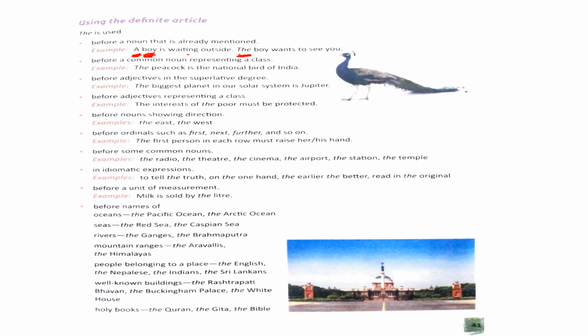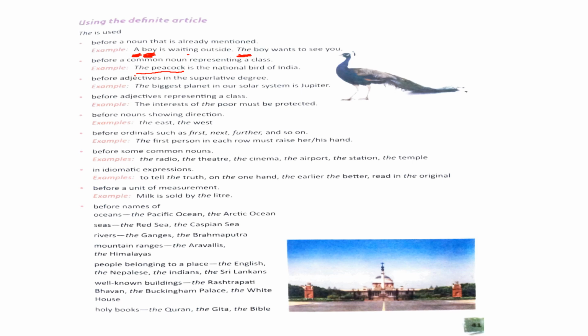For example, the peacock is the national bird of India. Here the peacock refers to all peacocks, a group of peacocks. So it is representing the word peacock here, along with the, is representing a class, a group. So we use the in order to represent a class or a group. And peacock is a common noun.